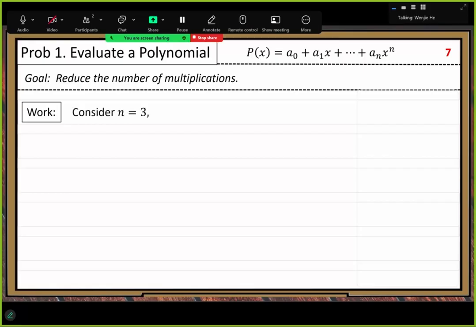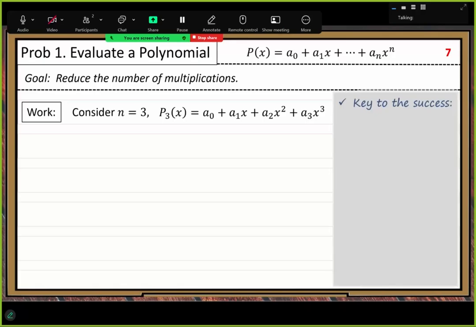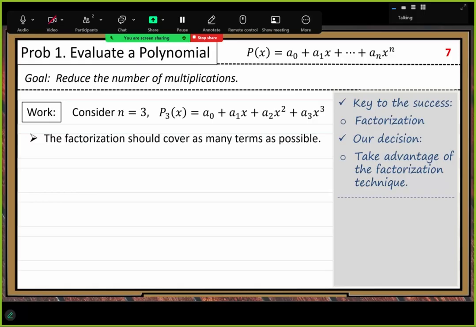This example is n equals 3. So let's work on another one, to get a stronger understanding. All right. So let's consider how to apply factorization to reduce the number of multiplications for the n equals 3 case. Still factorization, right? But this time, what's the coverage of your factorization? How many terms can you work on by factorization? The last 3 terms. Not the last 2 terms, right?